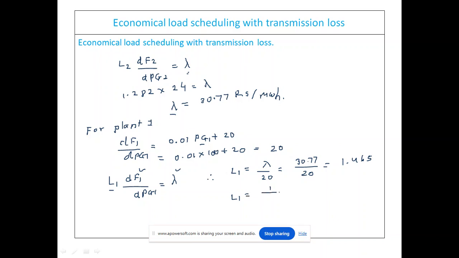Now once we get this L1, what is L1? L1 is 1 divided by 1 minus ∂PL/∂PG1. Now they have asked this parameter. If you calculate ∂PL/∂PG1, then you will get this value as 0.317. Please verify this answer.